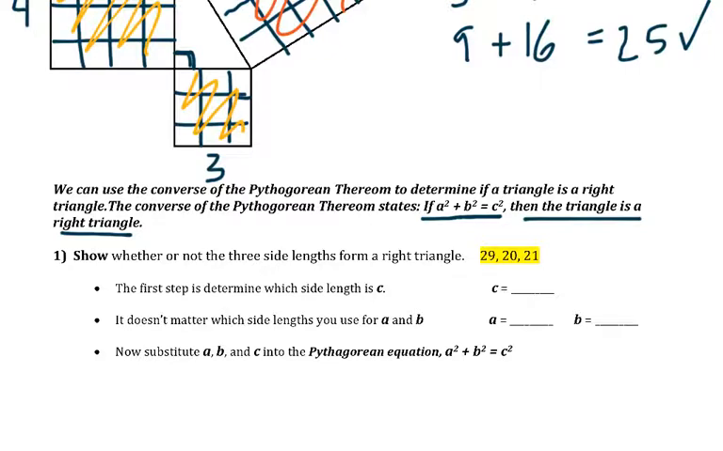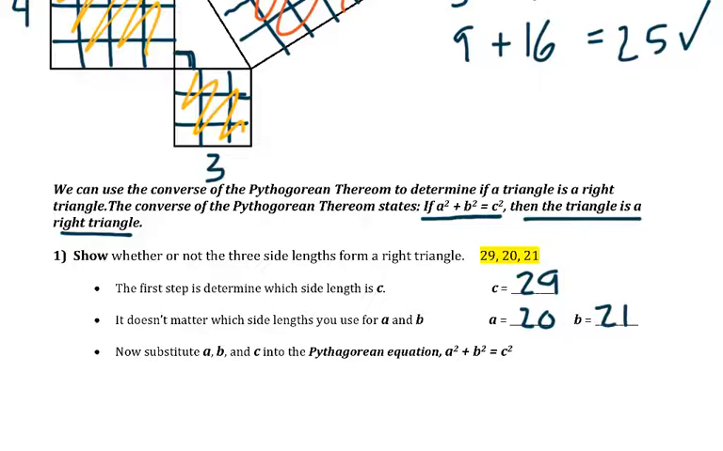So number 1. Show whether or not the three side lengths form a right triangle. We've got 29, 20, and 21. So the first thing we have to decide is which one is c, the hypotenuse. c is always going to be the longest side. If we look up above, it says it's always the longest. So it's going to be the 29, because that has the greatest value. It doesn't matter which side length you use for a and b, but those are the other two. So we have 20 and 21. If you wrote them as 21 and 20, it doesn't matter.